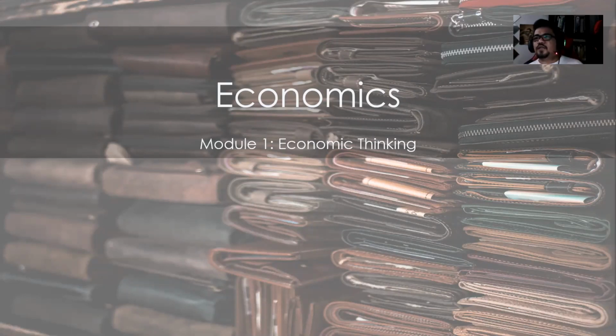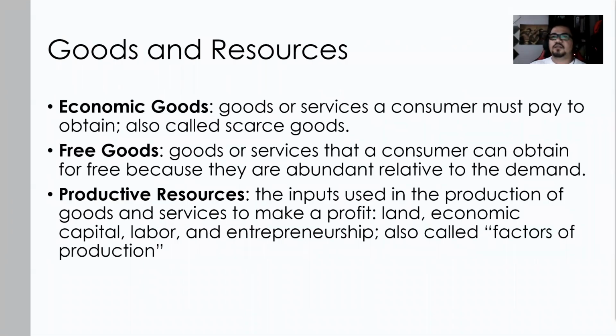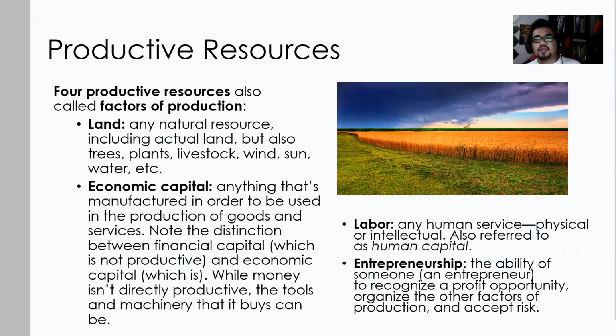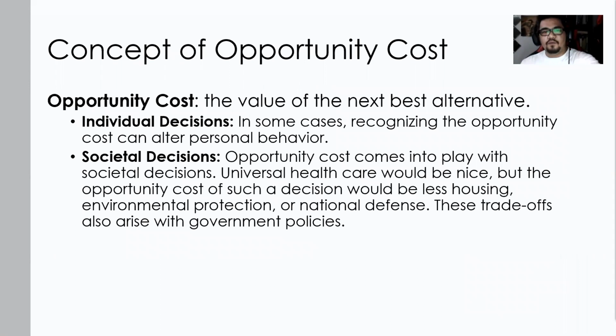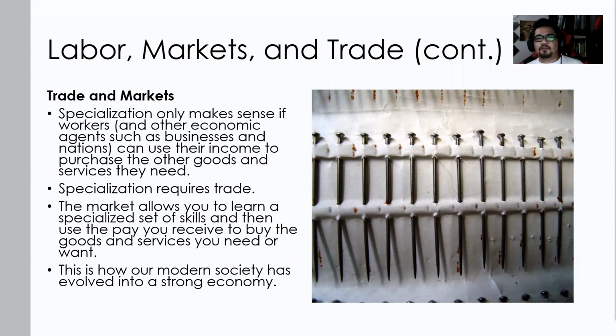So again, this time we talk about understanding scarcity and economics, the terms scarcity, economics, and opportunity cost. We understand goods and resources: economic goods, free goods, productive resources. In terms of productive resources, we enumerated and explained in part 1 land, labor, capital, and entrepreneurial ability. We also discussed the concept of opportunity cost, the individual decision and the societal decision, and also the labor market and trade, the division of labor and specialization concept, arriving at our economy of scale, and trade and market. We discussed those in part 1.